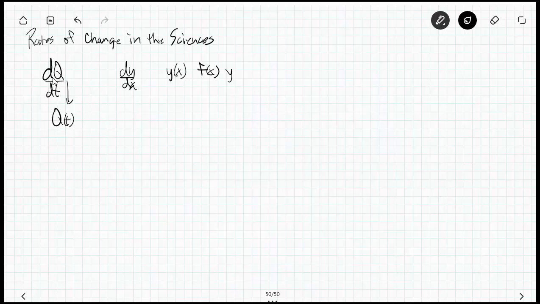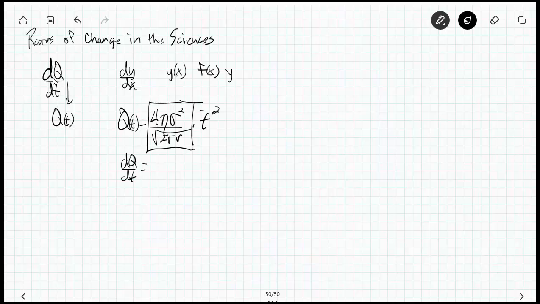So I can throw the most ugly-looking thing you've ever seen at it. Like if q of t is equal to 4 eta sigma squared divided by root 2 pi r times t squared. Guess what? All this garbage is just a constant. So when I'm looking for dq over dt, this constant just slides down. What's the derivative of t squared? Well, 2t. That's all that it is. So you'd have this 2t, and you're done.